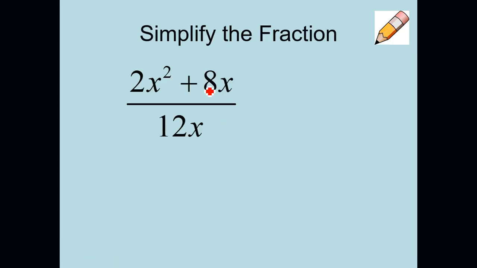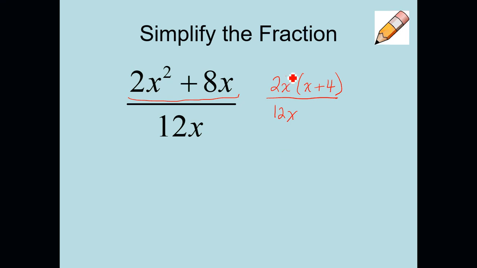Let's simplify this fraction. Well, what about the numerator? What can I take out of these two terms or factor out of these two? Well, I can divide them both by a 2 and an x, which gives me x plus 4, right? On the bottom, I just have 12x. There's no plus sign in there, so that's already just multiplication. I'm okay, I don't have to factor anything there.